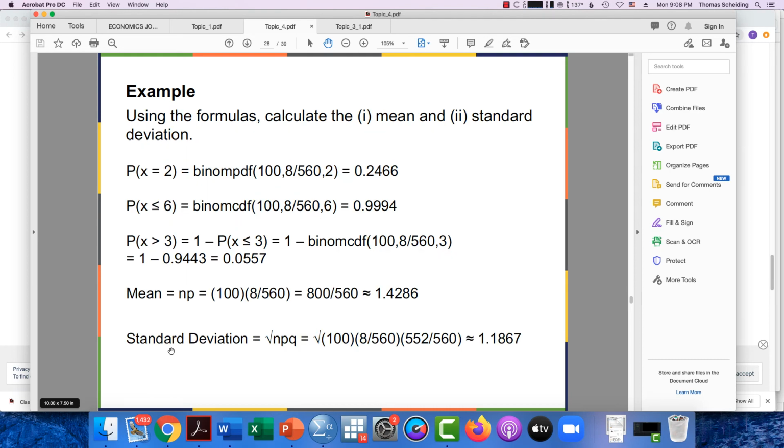Well, now we can actually calculate these things out. Again, you're not going to need the calculator. You don't even really need to use the formula. I'm going to show you how to do this in SPSS.